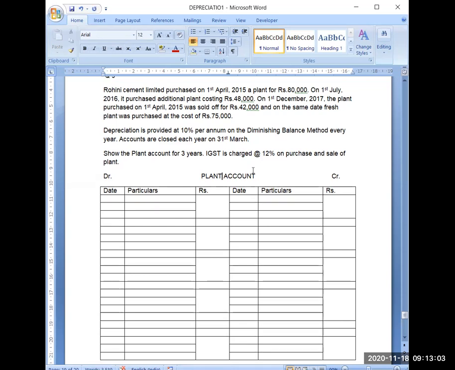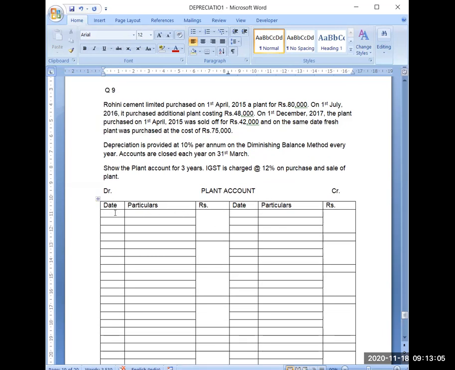Now see, the year is 2015. The first machinery is purchased on April 1st. The entry will be plant account debit to bank account. And the amount will be 80,000.